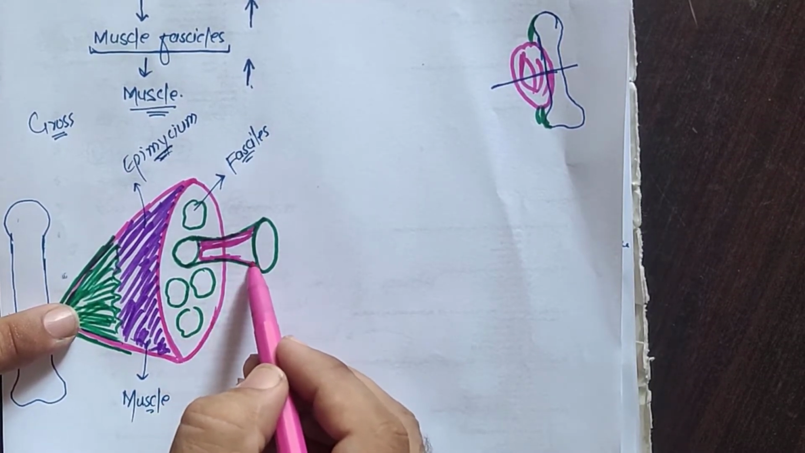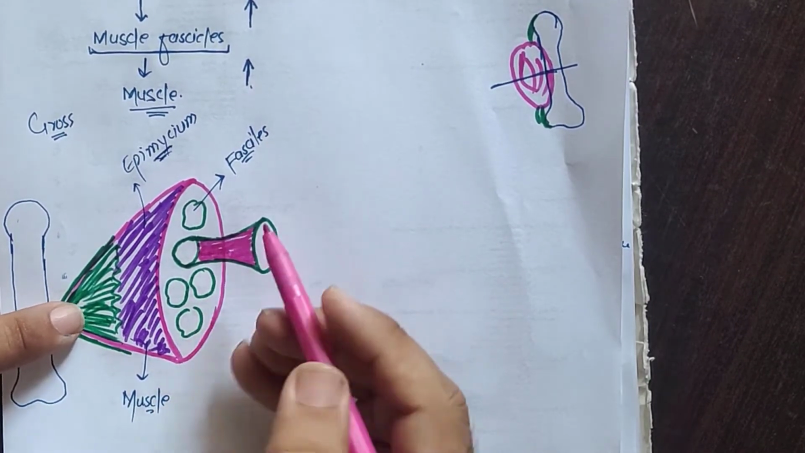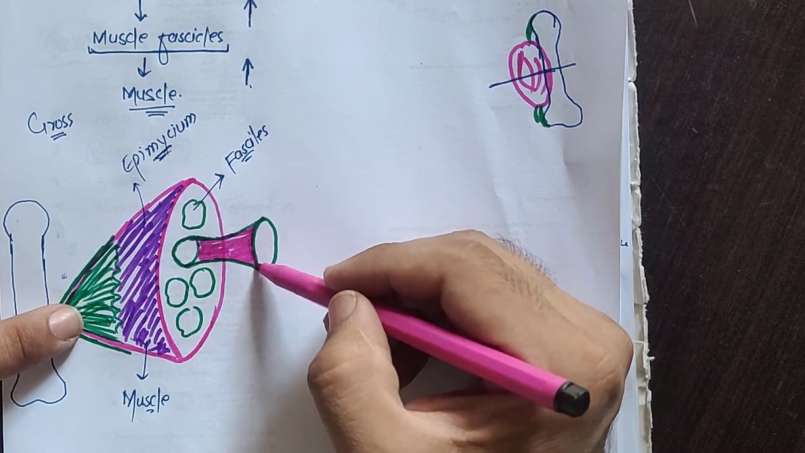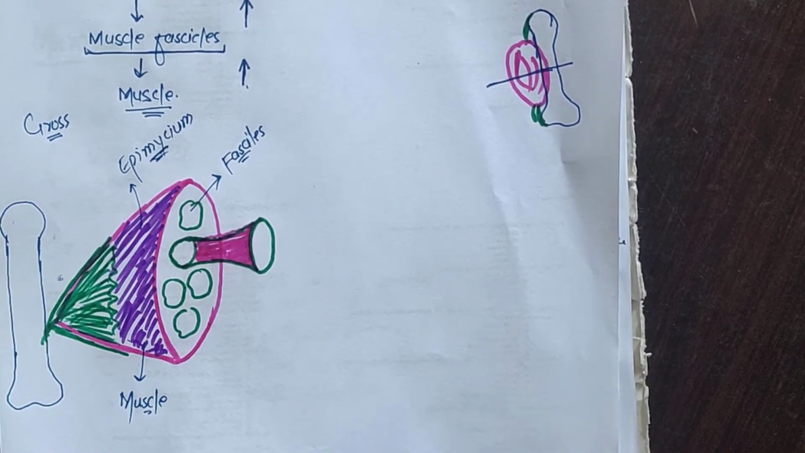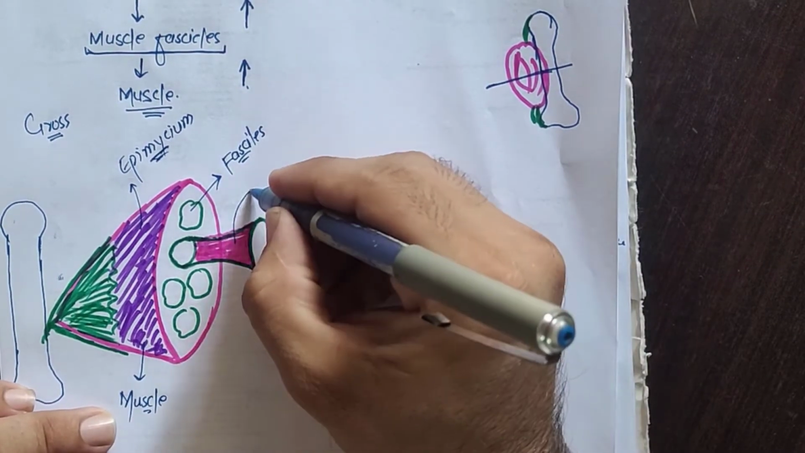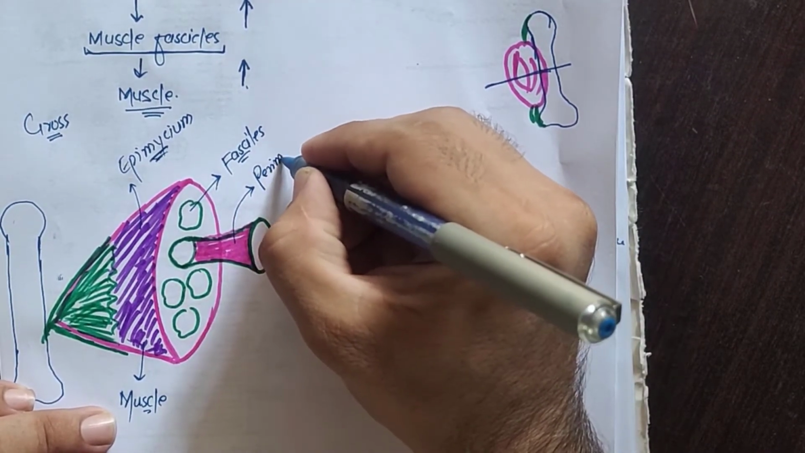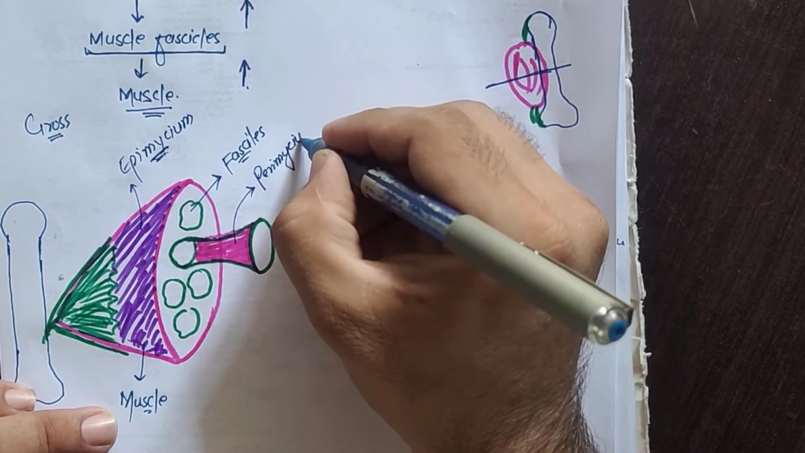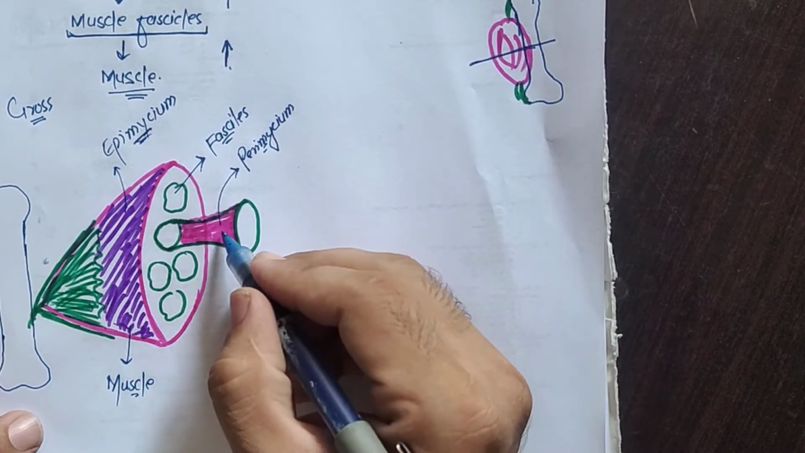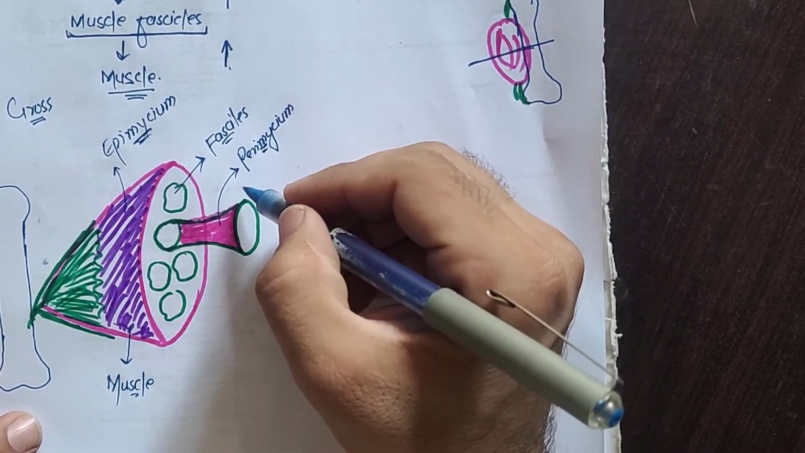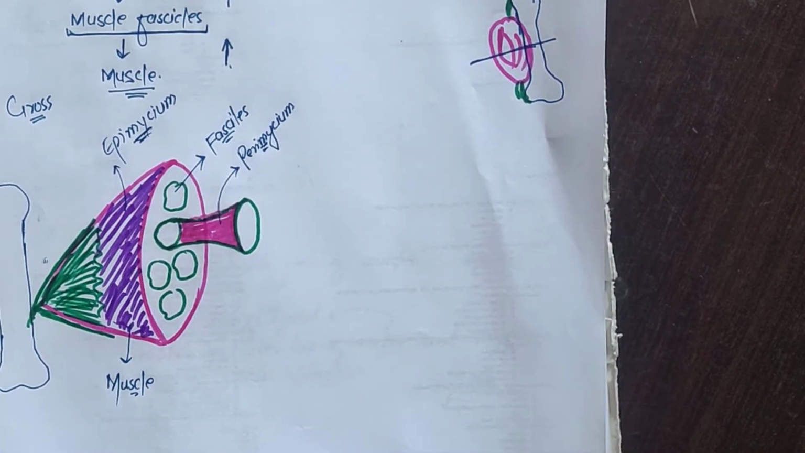Surrounding these muscle fascicles there is a connective tissue layer. I hope you are understanding me. These are surrounding these muscle fascicles. These are called perimysium, right? Perimysium, very easily. So perimysium is the connective tissue layer, a sheet of connective tissue which is surrounding the muscle fascicles.